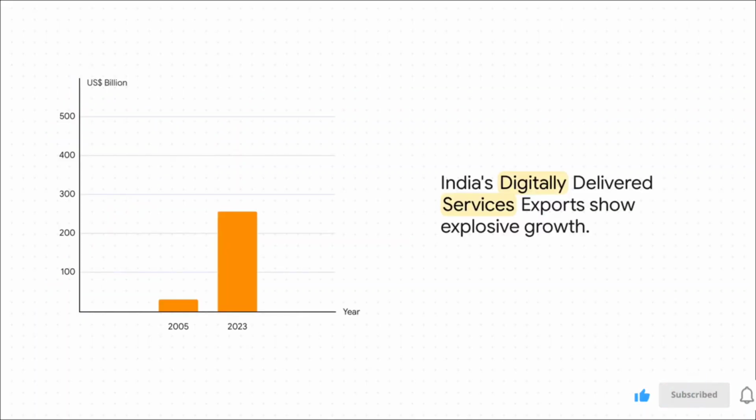And the growth here is just wow. I mean, look at these numbers. This chart shows that India's digitally delivered services exports have absolutely exploded, going from just $31 billion back in 2005 to $257 billion in 2023. That is more than an eightfold increase. It really cements India's role as a global powerhouse in digital services.